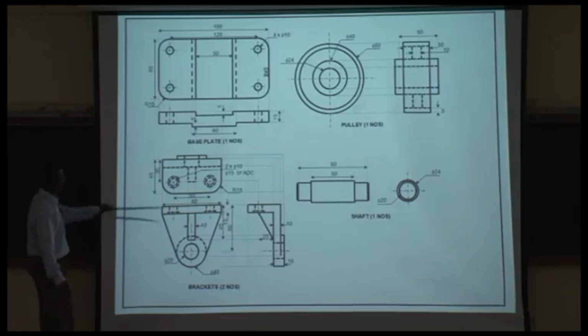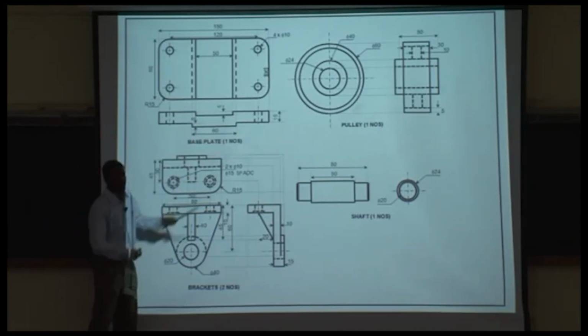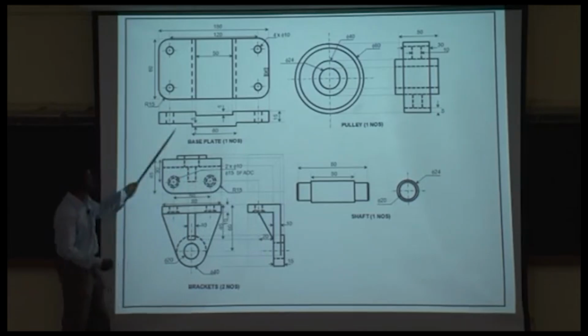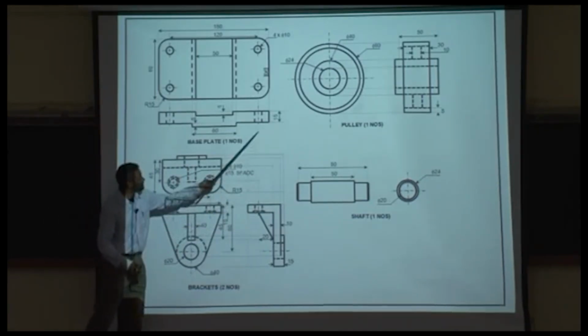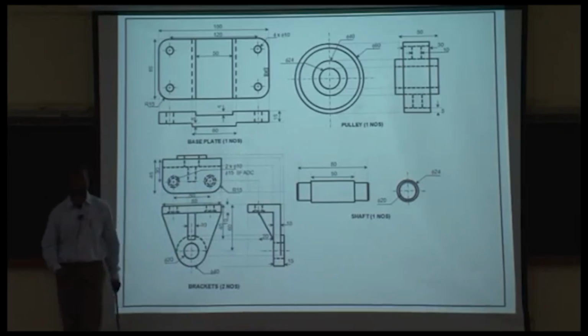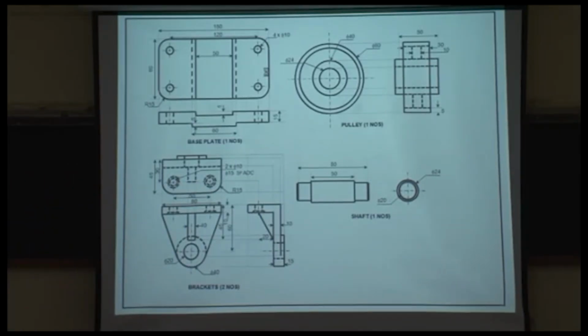Okay, so I'll give you a hint. The brackets will go over here. One here, the other one here. So this guy is going to go just like that, and if you flip this guy, it'll come here. Okay, between the 2 brackets, you'll have a pulley which is supported by the shaft. Okay, so let me start drawing.